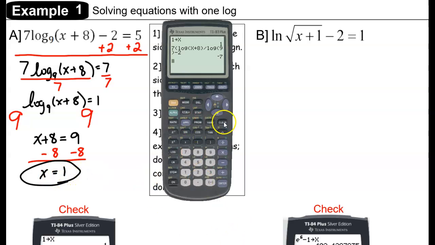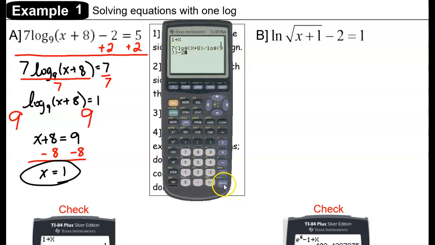So to check that answer, we can store 1 as the x, and then we're going to type our original equation just like it's shown here. Remember, the TI-83 has no way to enter a log base 9, so we need to use the change of base property. So I'll have 7 and then the log of the argument, x plus 8. Then that's divided by the log of the base, which is 9. Then minus 2.